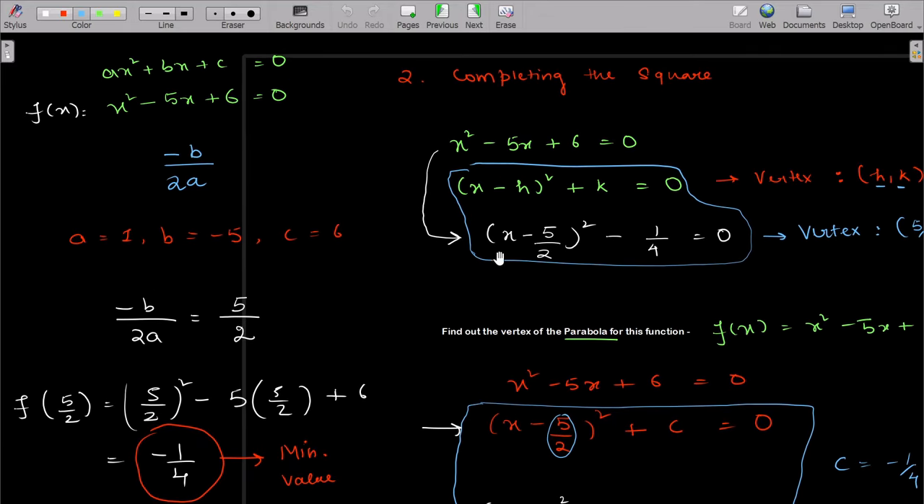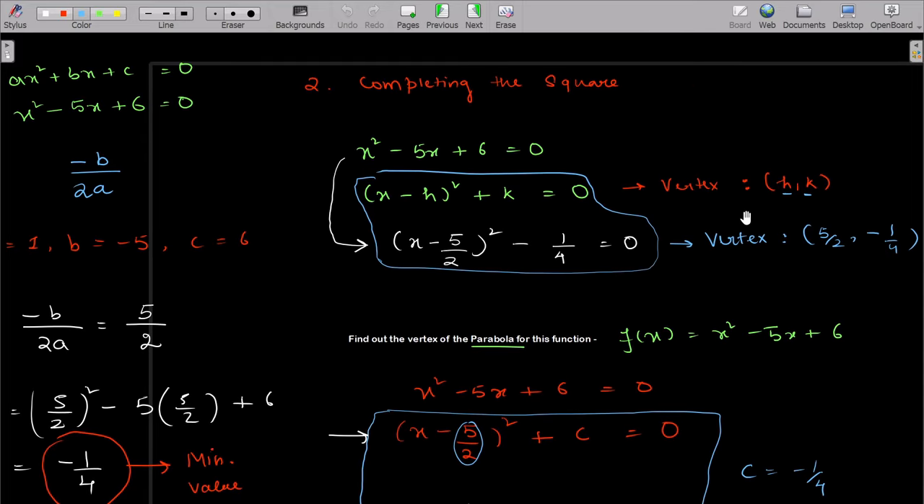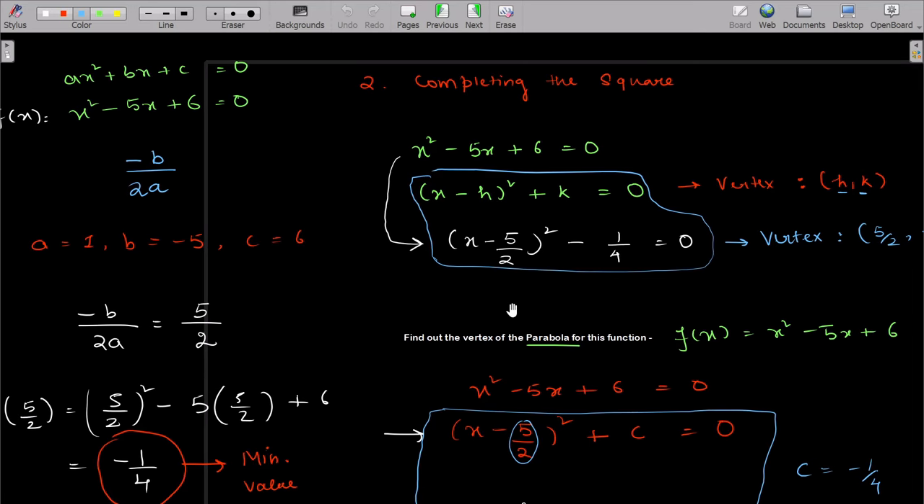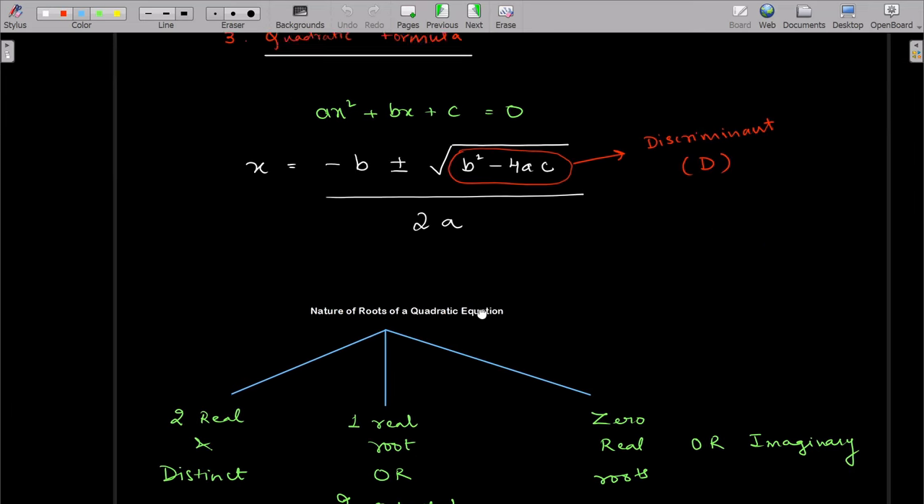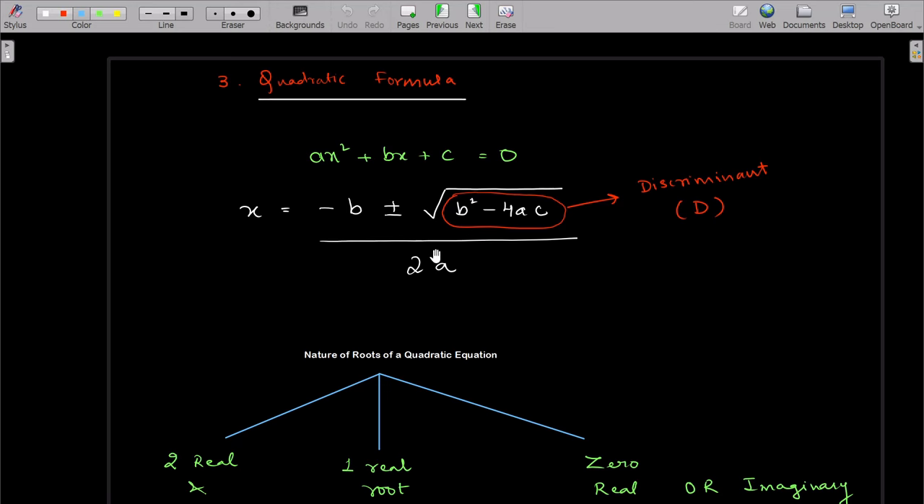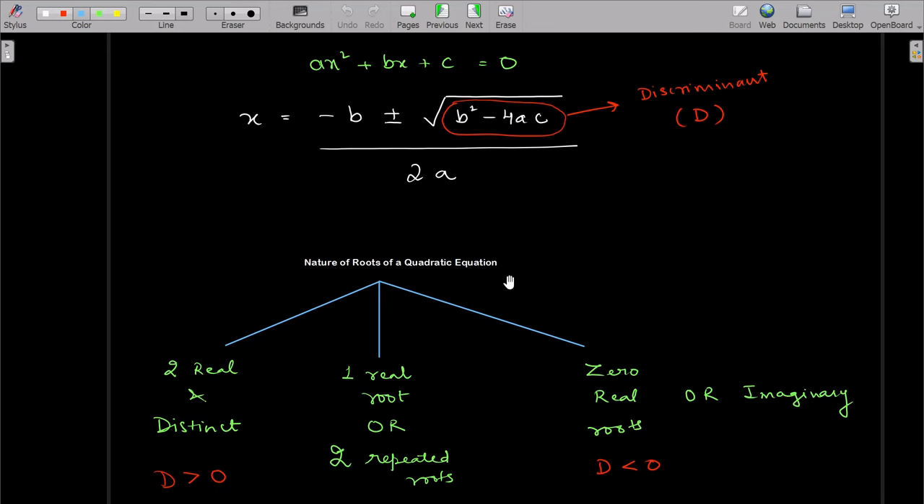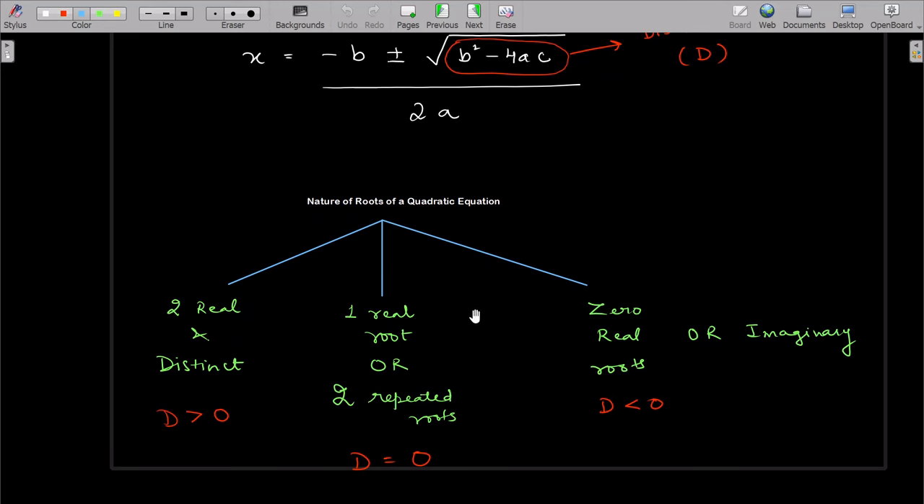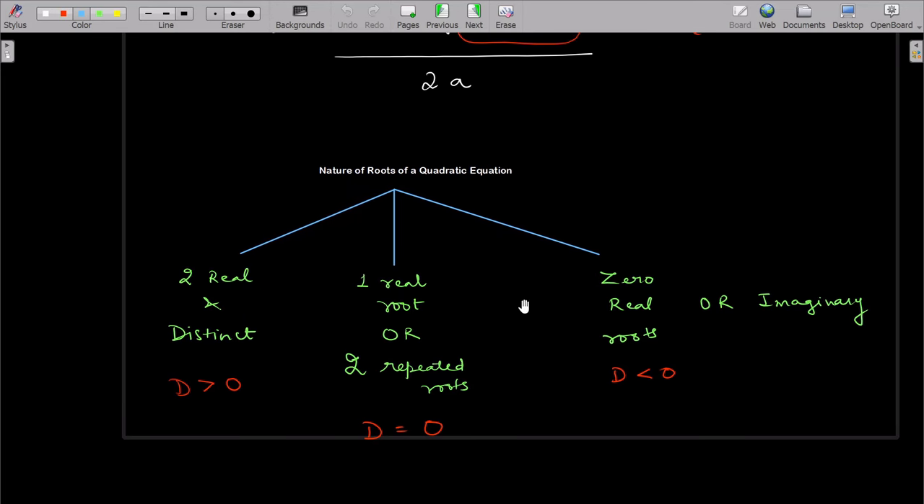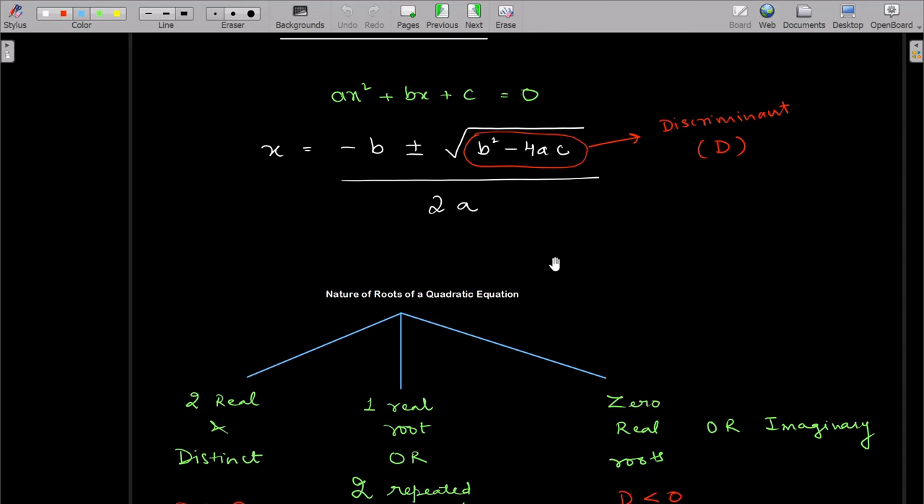Completing the square method is useful when we have to find out the vertex of the parabola or the minimum value or even the maximum value. We'll do the maximum value when we do features of parabola. We'll do that today. Then we also started the quadratic formula. Quadratic formula would be useful when we have to determine the nature of roots, whether the roots are going to be real and distinct, or one real root or 0 real roots.